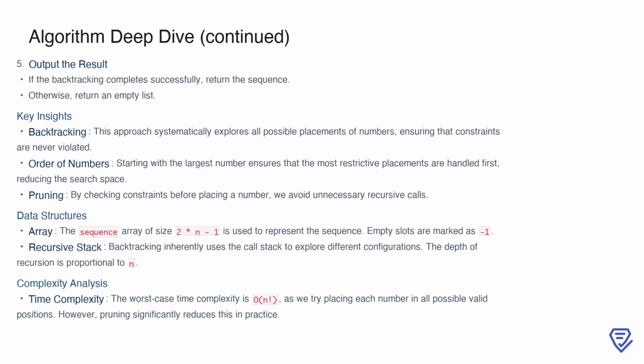This process highlights the importance of systematically exploring placements while avoiding unnecessary recursive calls by pruning invalid states. By starting with the largest number, we optimize the search space and minimize the likelihood of running into conflicts later. Additionally, edge cases such as n equals 1 are straightforward to handle, as the sequence is simply 1. The key insights here are the effectiveness of backtracking in navigating through possible placements and how constraint checking prevents futile computations, making the algorithm efficient in practice.